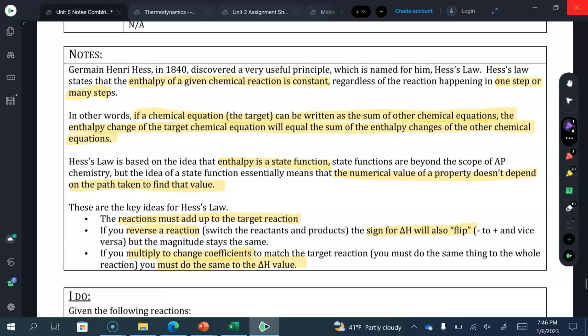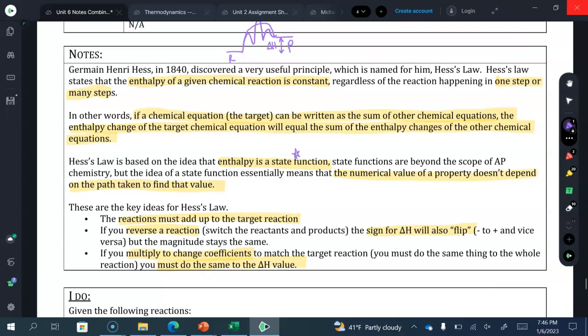Because enthalpy is based off of the energy of the products and the energy of the reactants, the difference between those, it doesn't matter if, so we have our reaction diagram, right? Going from our reactants to our products. It doesn't matter if you take one step or a whole bunch of funky steps, the enthalpy of reaction isn't going to change. So the delta H is going to stay the same. And that is actually called a state function, which we're going to get into right here.